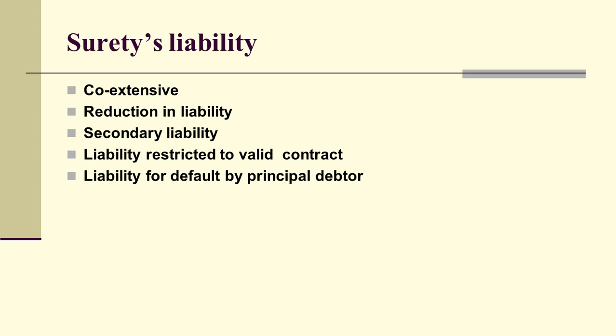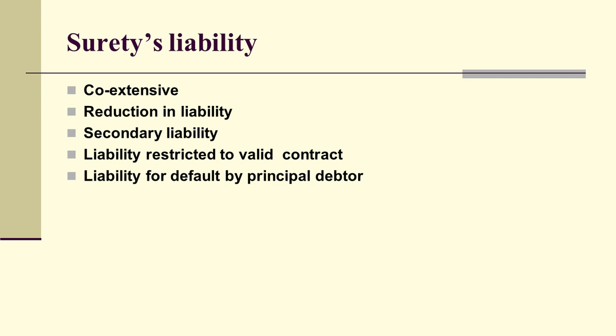Coextensive means that the surety becomes the principal debtor in case the principal debtor defaults. Therefore, it's called coextensive. The liability of surety is coextensive. Coextensive means that it's the surety's liability when the principal debtor defaults, so the surety becomes the principal debtor, therefore it's called coextensive.